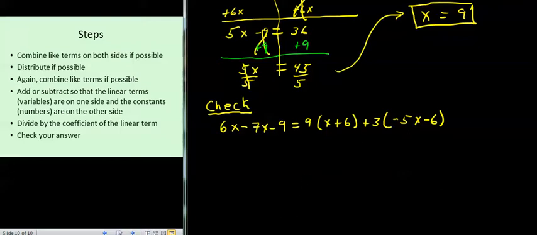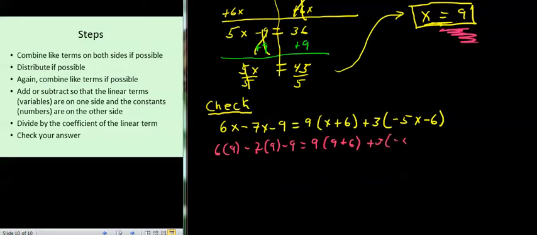Checking it means, does this number, x equals 9, does it work when I put it in and replace x? So I have 6 times 9 minus 7 times 9 minus 9, 9 times 9 plus 6, plus 3 times negative 5 times 9 minus 6. So real quickly, we get 54 minus 63 minus 9. I'm doing the left side first. 54 minus 63 is negative 9 minus 9, or negative 18.